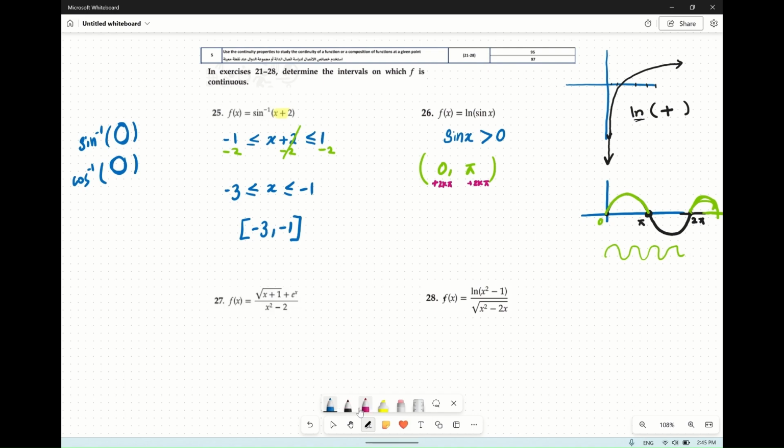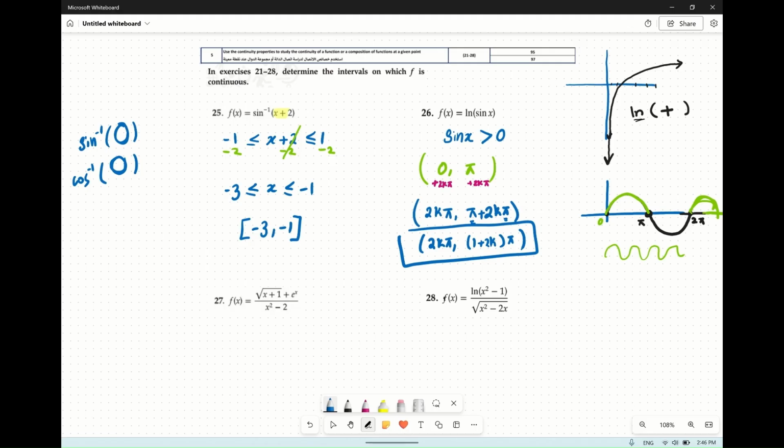So my answer is going to end up being 0 plus 2k pi is 2k pi. And here I have pi plus 2k pi. Now, looking at the second interval, I see pi is repeated. So what some solutions do, they take the pi as a common factor outside. And what will be left? 1 plus 2k. And that's it. This is the interval where the sine will always be positive.